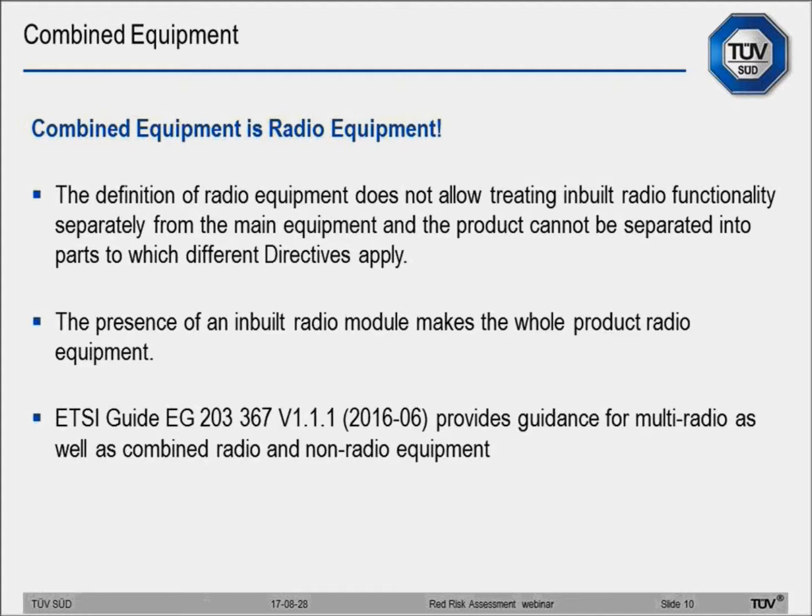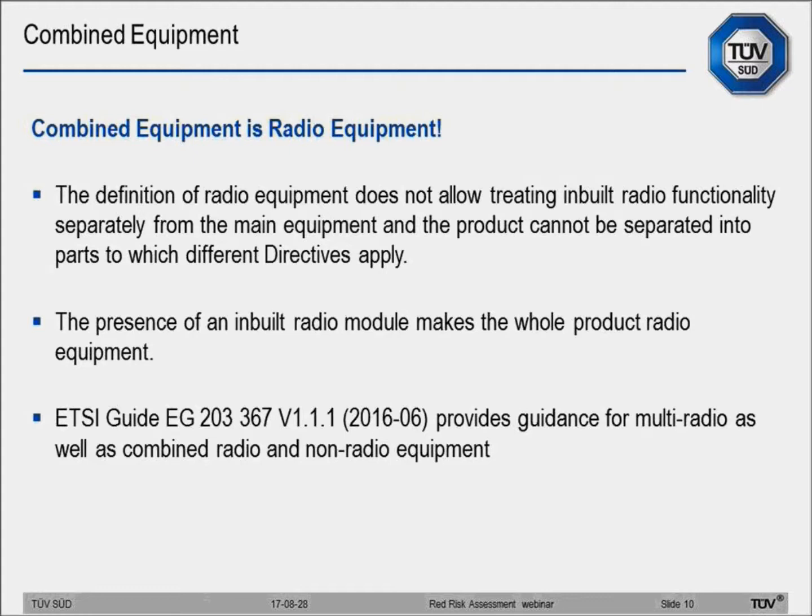TTE Guide EG 203367 provides guidance for multi-radio and combined radio equipment. Where products integrate radio modules, the radio function is often considered to be a secondary function to the overall product. This is an important consideration for products that may fall in the scope of other product directives, because harmonised standards under the RED may not necessarily cover all functions of combined equipment, including non-radio functions.